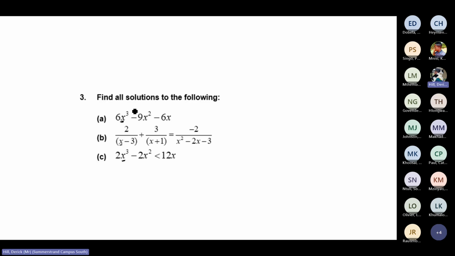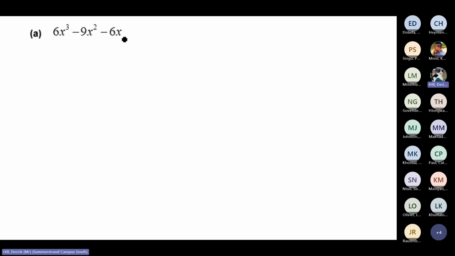Let's see. That is a typo. So if we want to find a solution, we need to have a problem, as in we need to have this equal sign here. So apologies for that typo. We've got 6x cubed minus 9x squared minus 6x is equal to 0, and we want to know what are the possible values for x.